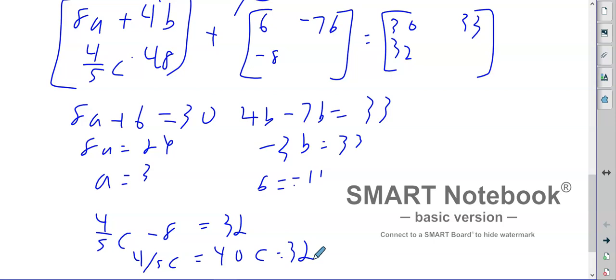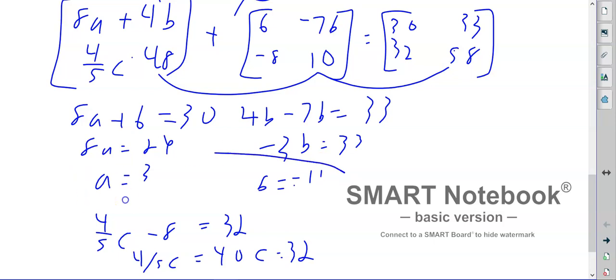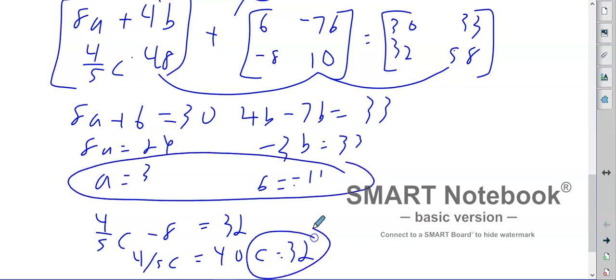And last but not least, D. Actually, there's no D. Never mind. We're done. Because notice, this is 10 here, and this is a 58. And 48 plus 10 equals 58. So A, B, and C. Those are my answers.